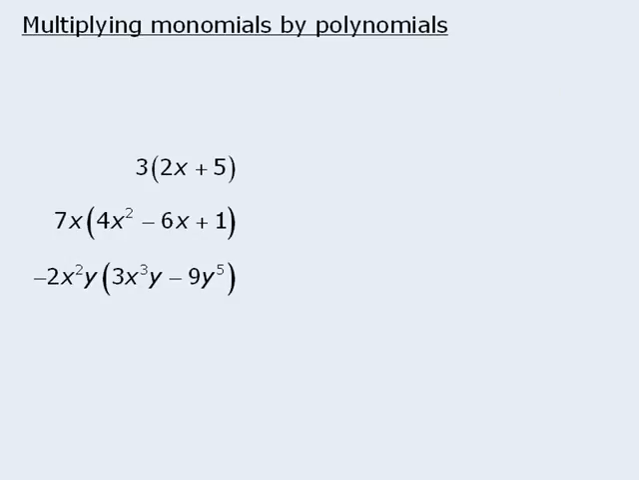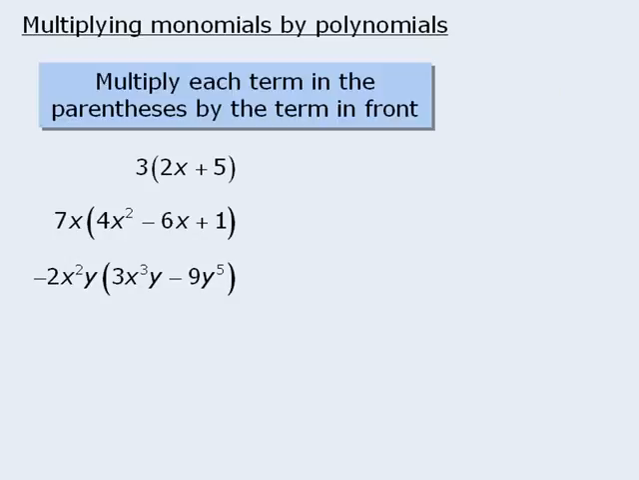Next, we will examine the products of monomials and polynomials, such as those shown here. Now, when we multiply a polynomial by a monomial, the rule is to multiply each term inside the parentheses by the term in front. So, for example, we will take this 3 outside the parentheses and use it to multiply each term inside the parentheses.